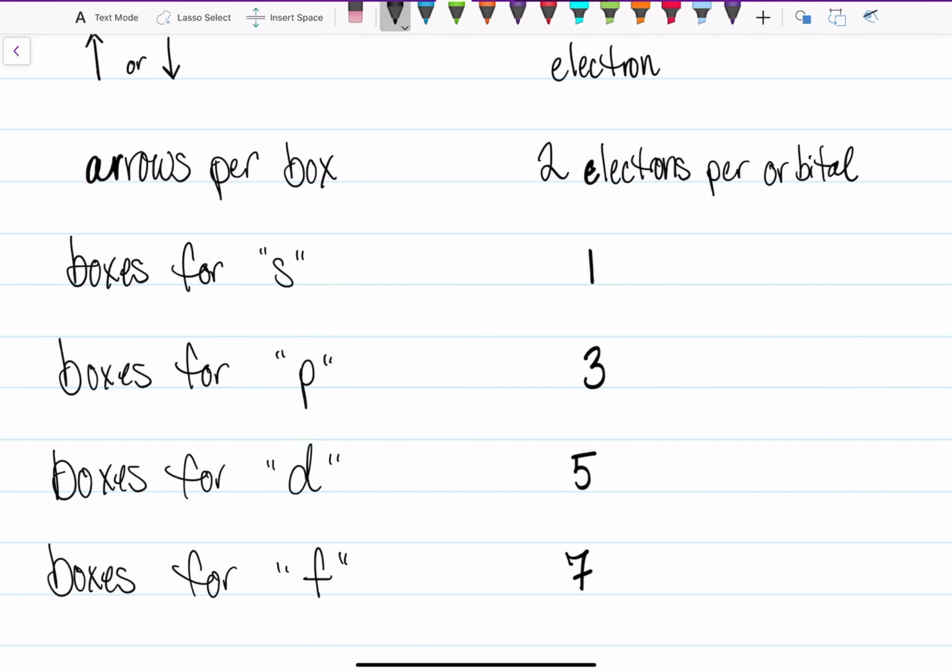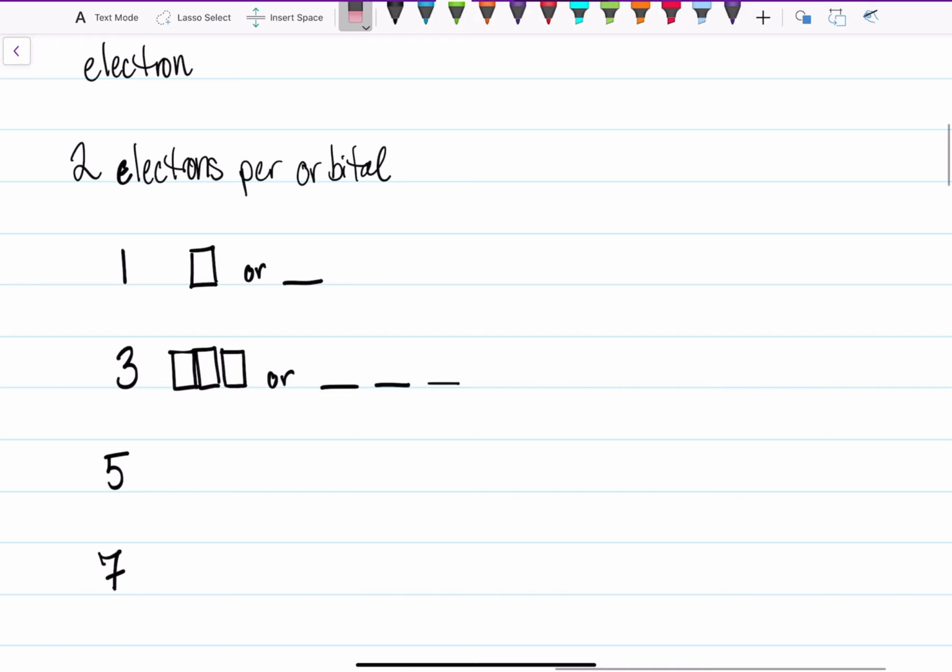So for the S, you'll only have 1 box or line. For the P, you'll have 3, very close together, or you'll see 3 lines like this close together. And then same thing for the D and F. The reason that there's only 1 for S is because if you notice in your electron configuration, the maximum that we can count across in the S block is 2, like 1s2, 2s2. That's the highest we can go.